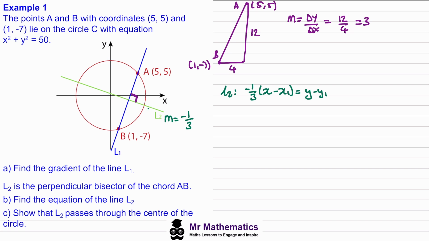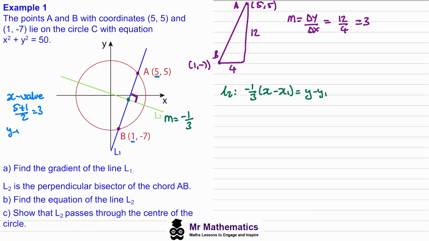So we need to work out a point on this line, and we can do this by working out this point, because this is the midpoint of AB. So if we look at the midpoint of AB, well, we can work out the x value by finding the average of the two known x values. This will be (5 plus 1) over 2. So the x value will be 3.